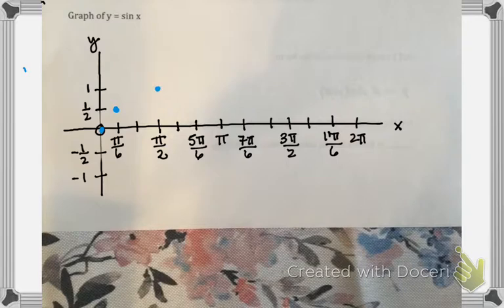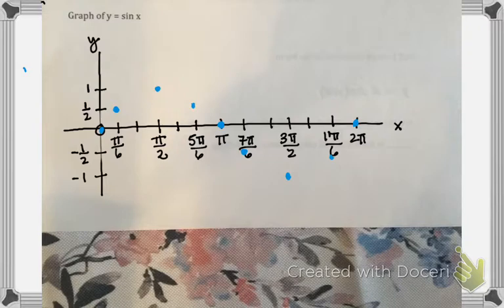And then 5 pi over 6, we go to 1 half again. And then we come down to 0, excuse me. We come to 0 at pi. 7 pi over 6, it's negative 1 half. And then 3 pi over 2, we get the value of negative 1. 11 pi over 6 is negative 1 half. And then we finally come back up to 0.